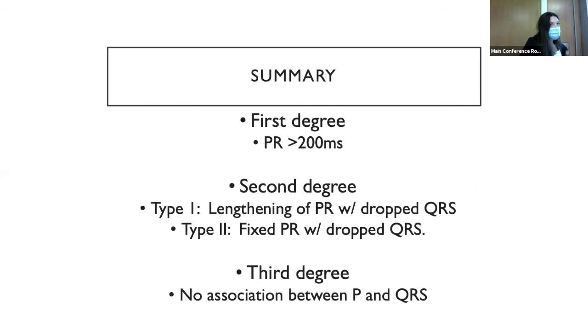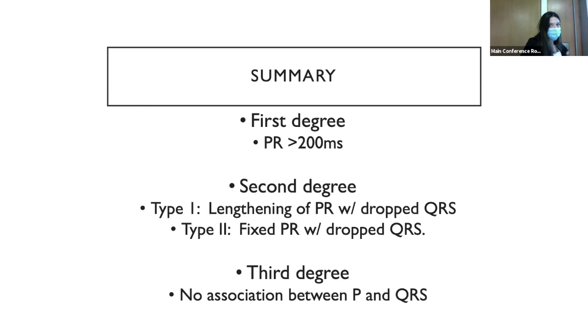And sometimes the cases are obvious, but sometimes they're a lot more subtle, like telling the difference between a type 1 and type 2 second degree block is the difference between discharge and admission and getting a pacemaker. So it's a huge difference. And so really delineating is really important. And rhythm strip is really the key.